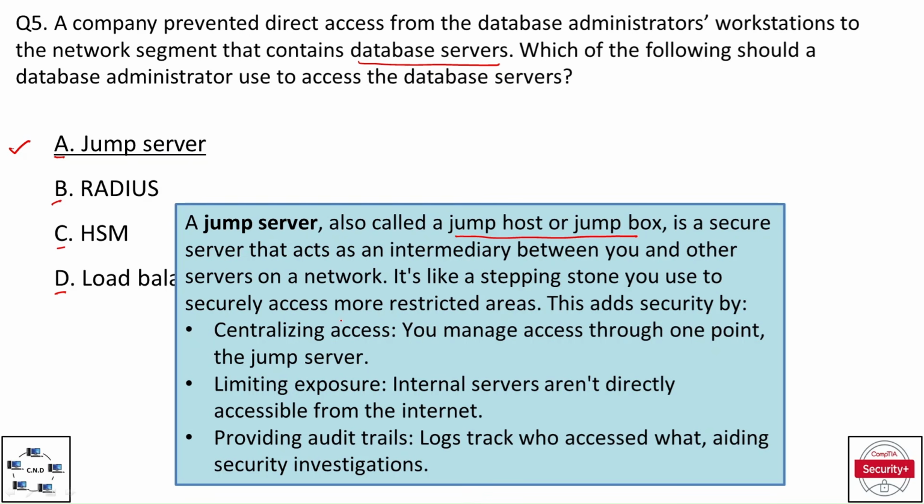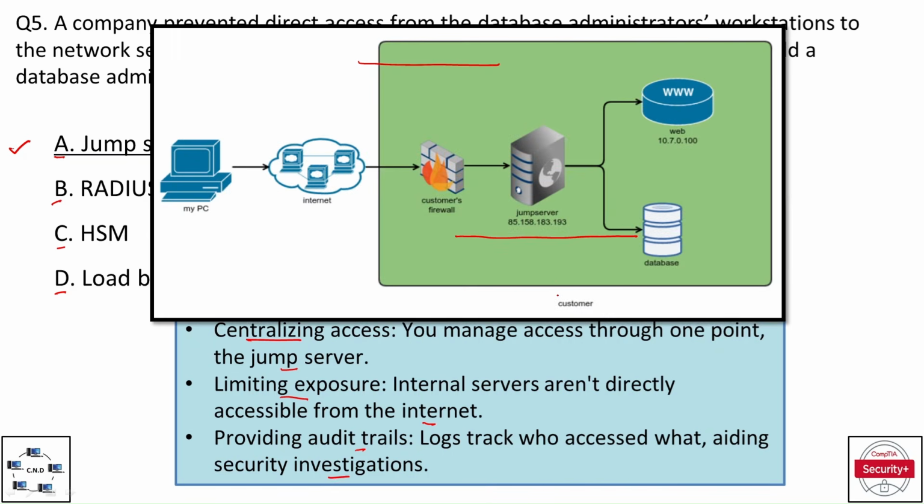This adds security by centralizing access. You manage access through one point, that is the jump server, limiting exposure. Internal servers are not directly accessible from the internet, and providing audit trails, logs track who accessed what, aiding security investigations. So this is how a jump server looks like.